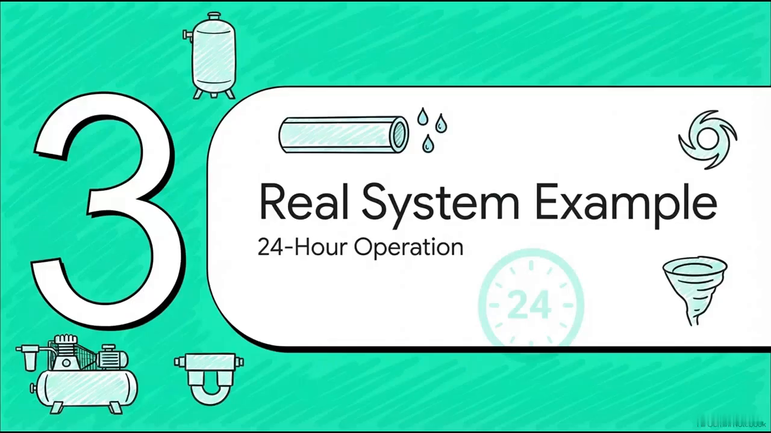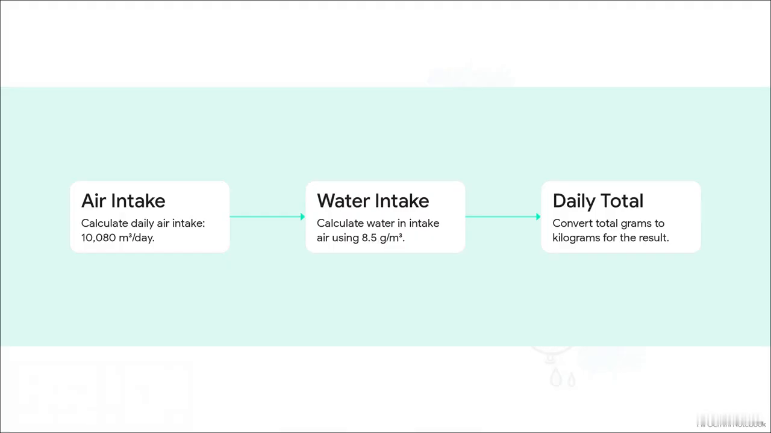Section 3, a real system example. Now, let's take that static math and scale it up to a full day of continuous use, because this is where the numbers get truly shocking. If we follow the flow of our 7 cubic meter per minute compressor over a full 24-hour day, step 1 is finding our total volume.